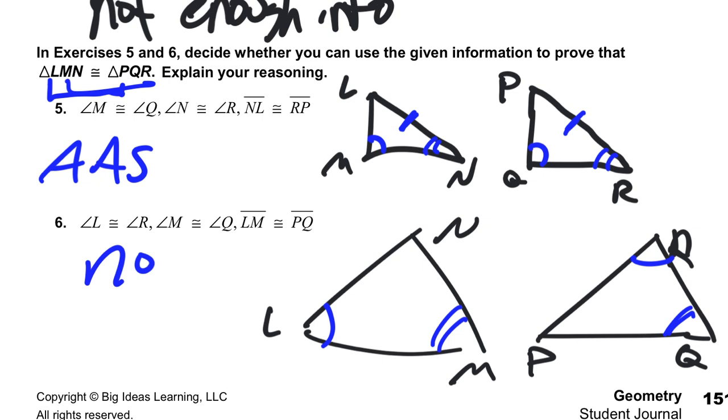The problem here is we don't have the right angles showing up. Like L doesn't pair with R. It's supposed to pair with Q. So no, we don't have enough information.